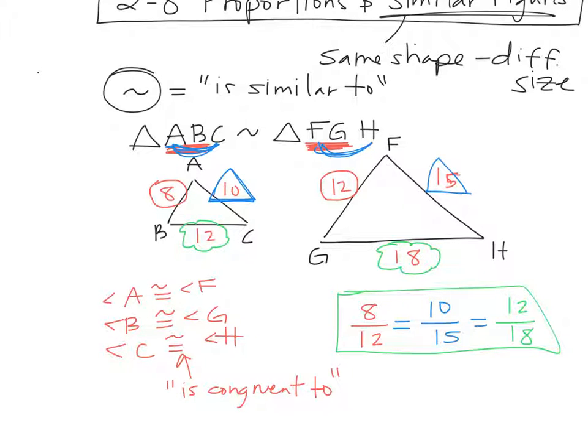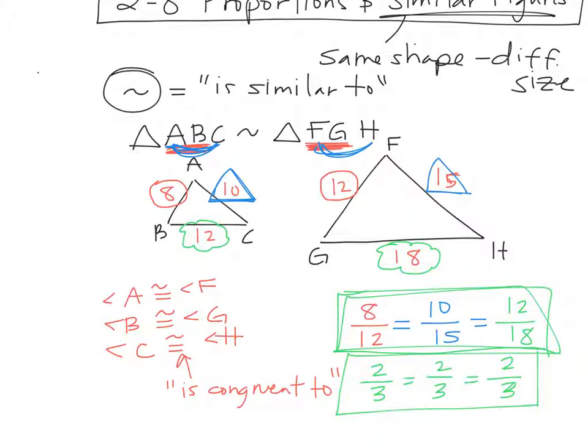So if I divide top and bottom by 4, 8 divided by 4 is 2, 12 divided by 4 is 3. Then move on to the blue one, 10 and 15. If I divide both of those by 5, 10 divided by 5 is 2, 15 divided by 5 is 3. And then 12 and 18, both of those are divisible by 6. 12 divided by 6 is 2, 18 divided by 6 is 3. So what you notice is while they all look different to start, they're actually all going to reduce to the same thing. They are similar figures.